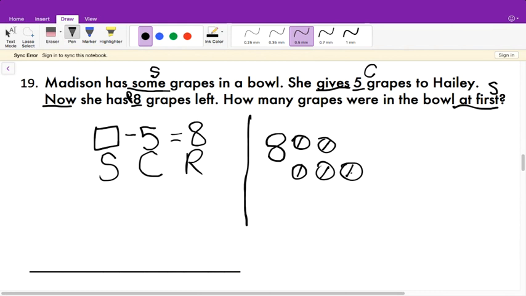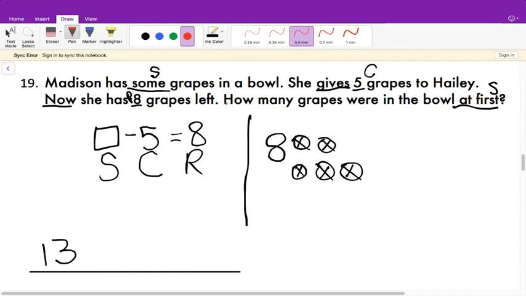And I can double check just to make sure my answer is right. I have 1, 2, 3, 4, 5 circles. And I'll count one more time. 8, 9, 10, 11, 12, 13. Okay, so I know my answer is 13. And I can look back at the equation to make sure that makes sense. 13 minus 5 equals 8. Yep, that sounds good.